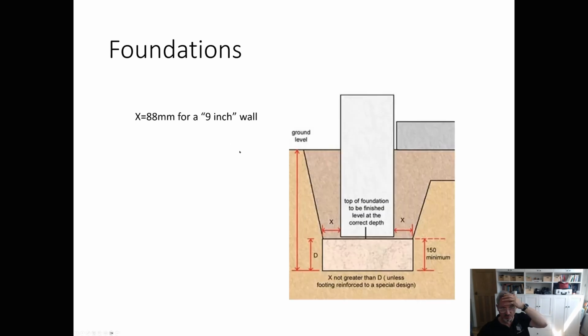So for a 9-inch wall, X is 88 millimeters. So that works fine. That's how wide we need to dig our trench, and then slightly sloping outwards. And we're going to put our pads down, and then we're going to put some concrete blocks on until we get to ground level, and then bricks above that.